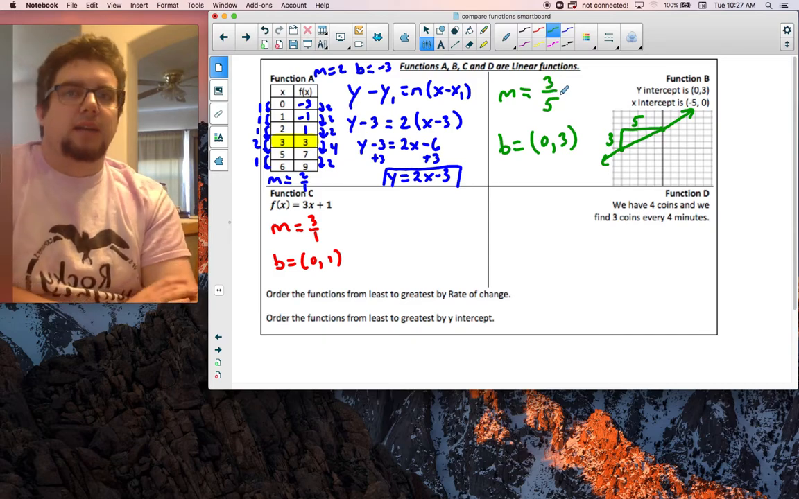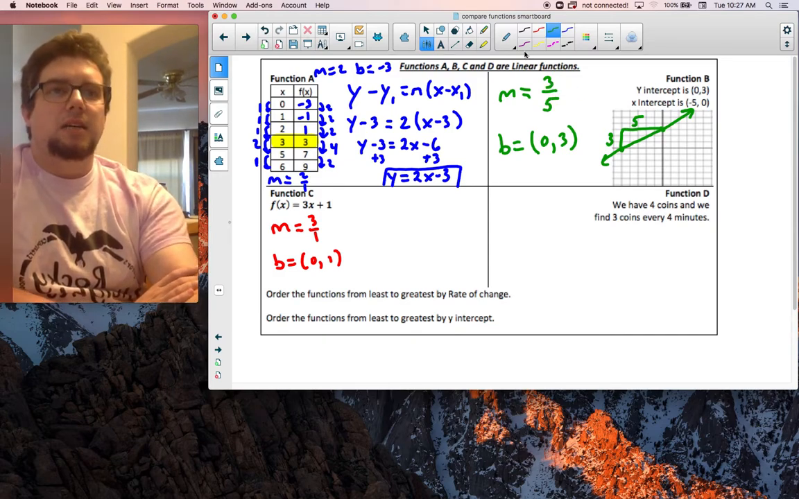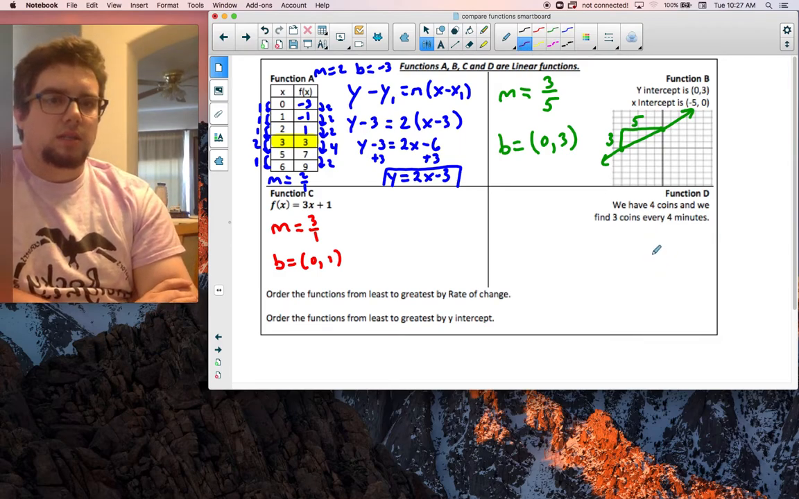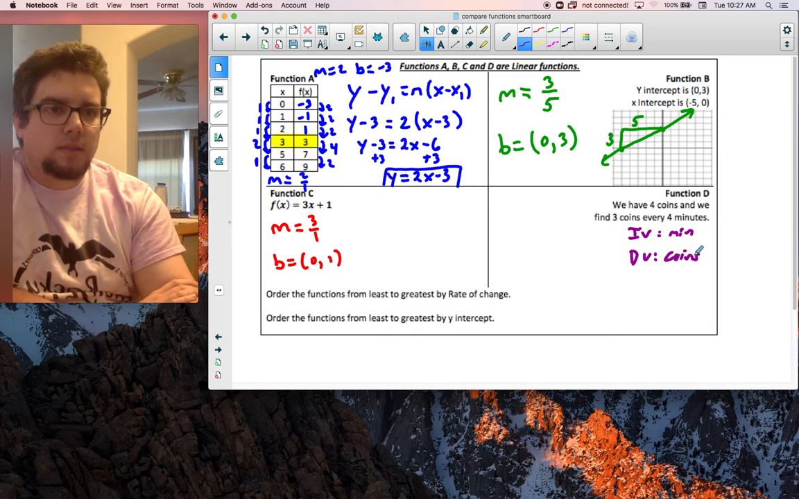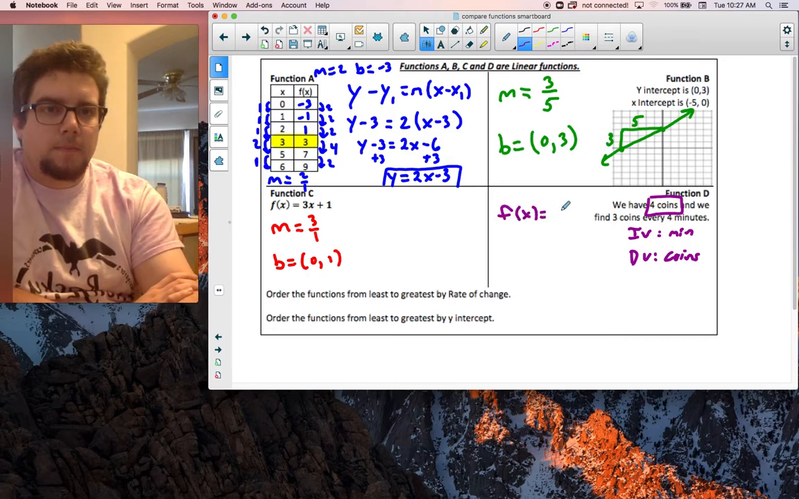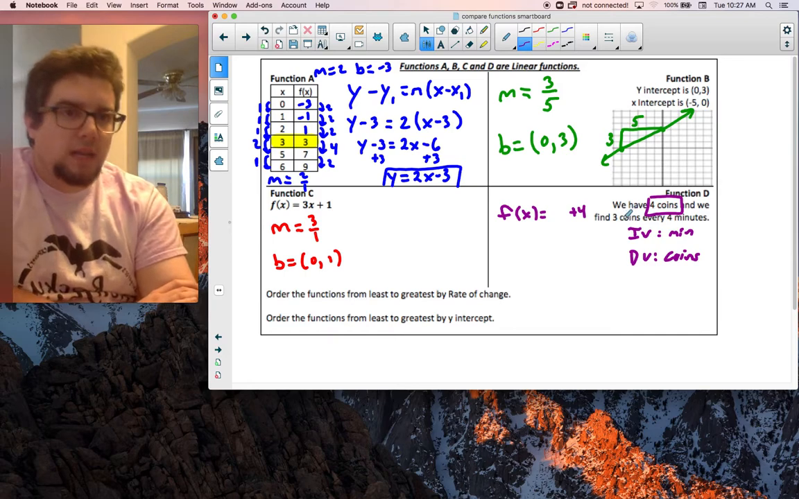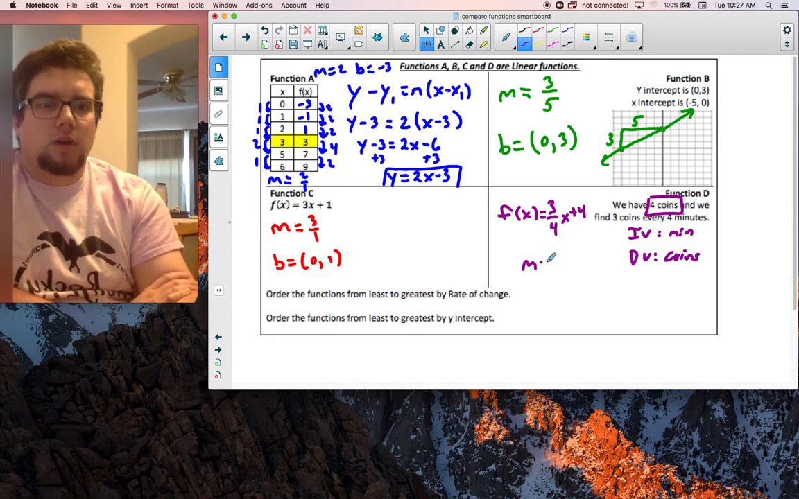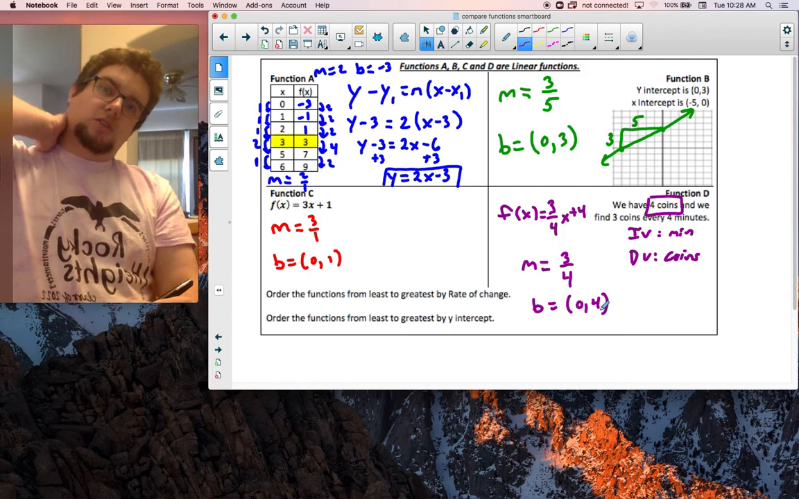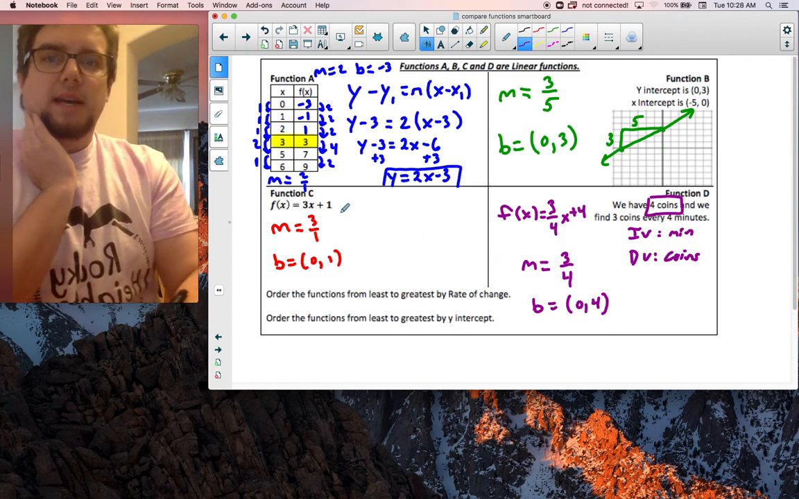3 over 5. And then function D is in words, so it looks like our IV is minutes, our DV is coins. So we have 4 coins. That's our starting value. Start off with 4 coins, and then we find 3 coins every 4 minutes, so we get 3 over 4x. So our information is 3/4, 0, 4 for our y-intercept.